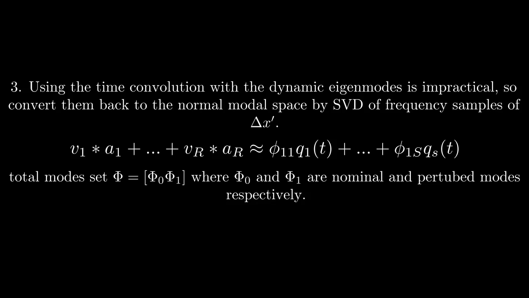These modes, not varying in time or frequency, but fixed, are obtained as follows. Sample the perturbed solution delta x prime using the MAPS at given frequencies, and process them by singular value decomposition to get the mode set phi 1. Similarly, phi naught is obtained by singular value decomposition of frequency samples of the nominal system. The total set of modes phi is obtained by collecting phi naught and phi 1.